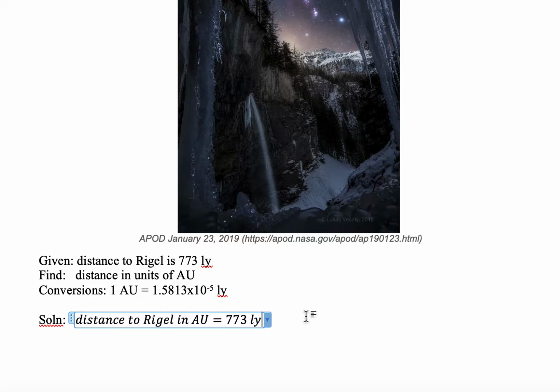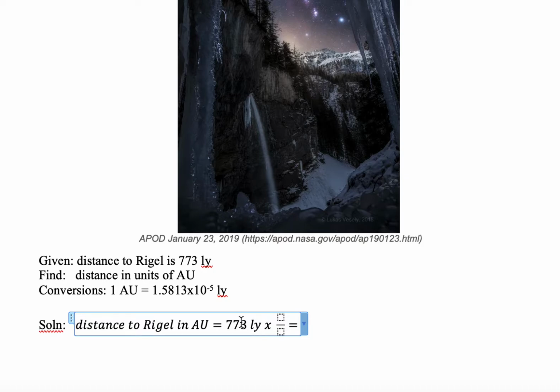Now we need to convert out of light years into the unit that we want, astronomical units. So how do we do this? We need to multiply our 773 light years by a conversion. So we look at our conversions and we see that 1 astronomical unit is equal to 1.5813 times 10 to the minus fifth light years. So let's go ahead and put that in.